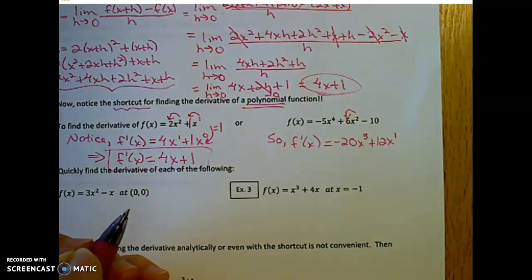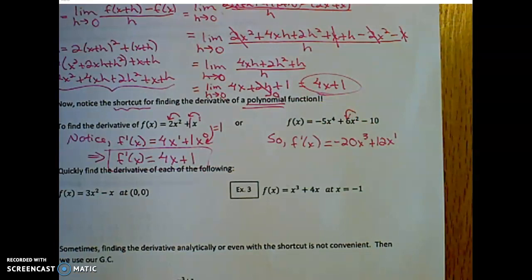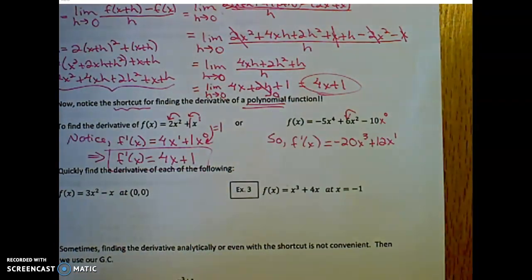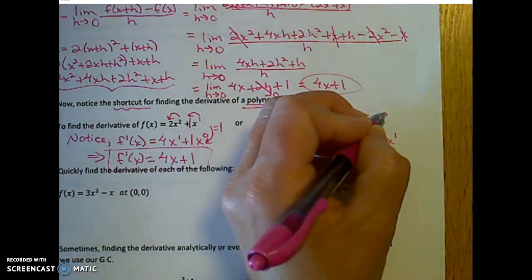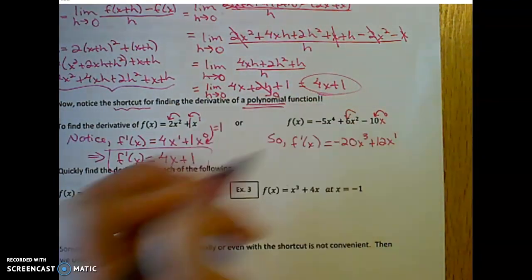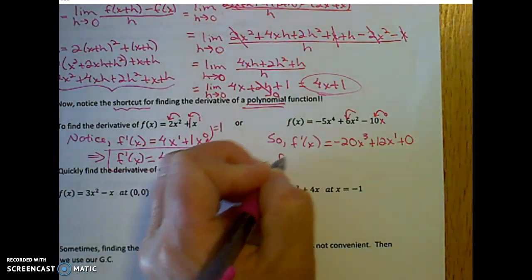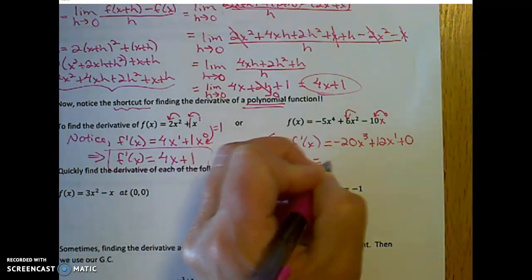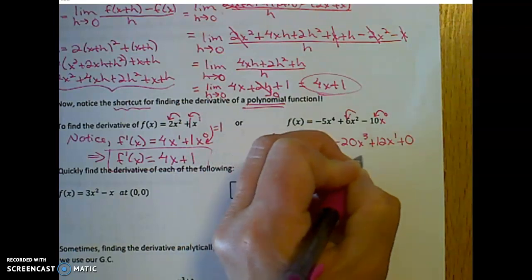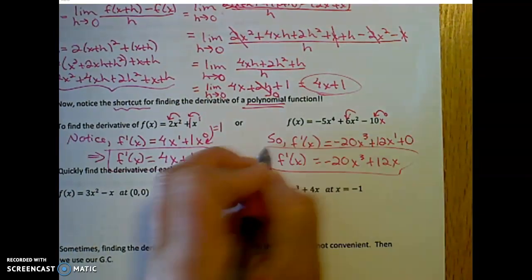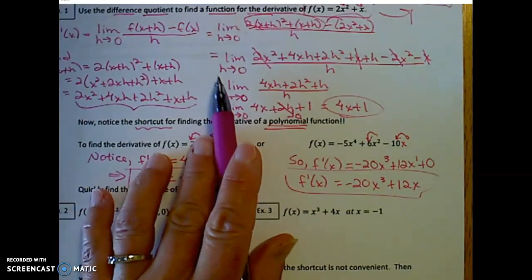What is this? X to the 0 power, actually it's not there. When I multiply exponent times coefficient, 0 times 10 is 0, and that's just gone. So the function for the derivative is negative 20x cubed plus 12x. You can always use the difference quotient.